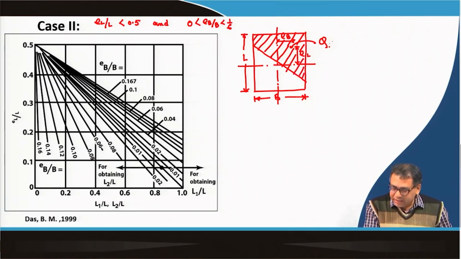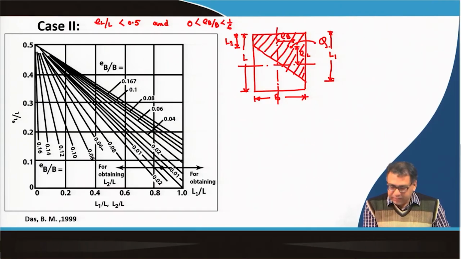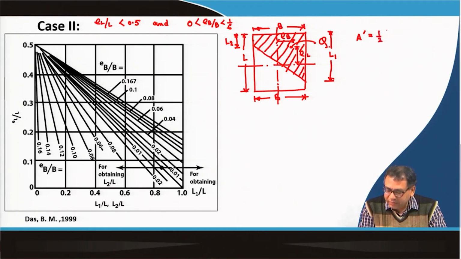Okay, so we have this as L 1 and this one L 2. Now, B is this side, fully covered within the effective area. In such a case I can calculate the effective area, because this is a trapezoid and this side is equal to B. So, this will be half L 1 plus L 2, into B.